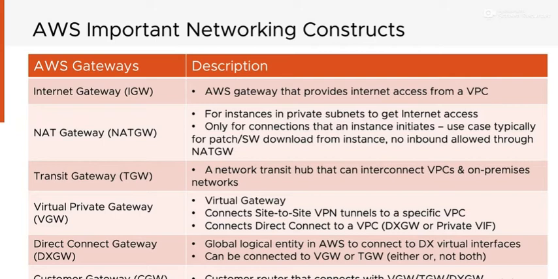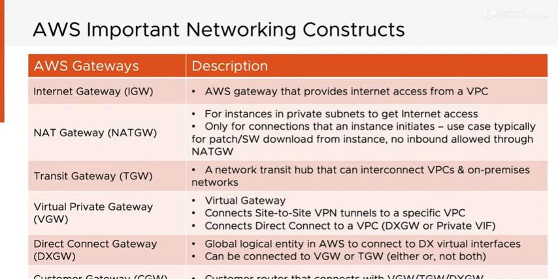Getting into some more networking components, you'll notice a lot of the AWS design is modular. So there's these gateways. There's an internet gateway to provide internet access from a VPC. There's a NAT gateway for instances in a private subnet to get access out to the internet. And it allows instances to initiate connections only outbound. So downloading software and patches, it doesn't allow any type of inbound connectivity. There's a transit gateway, TGW. This is a network transit hub that can interconnect VPCs and on-premise networks.